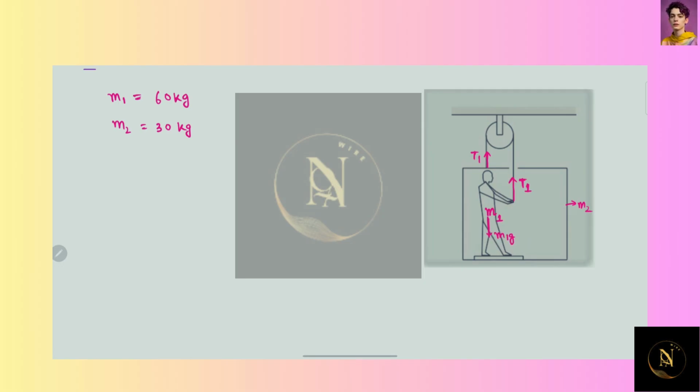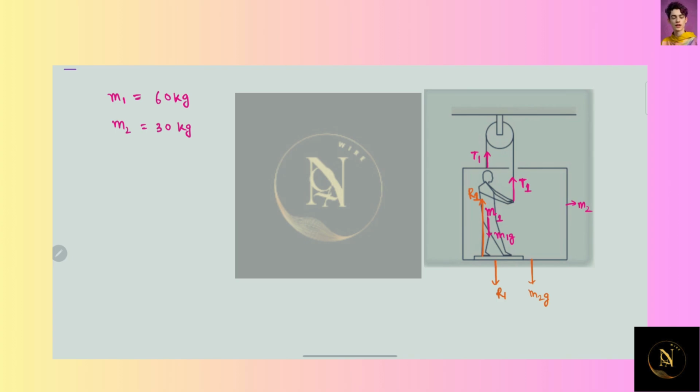On the man, a normal reaction force will be acting as the man is standing over the weighing machine. So a normal reaction force will be acting on the man, let's say R1. The weight of the box will be acting downward, that is m2g. On the box, this normal reaction force will be acting downward, that will be again R1.